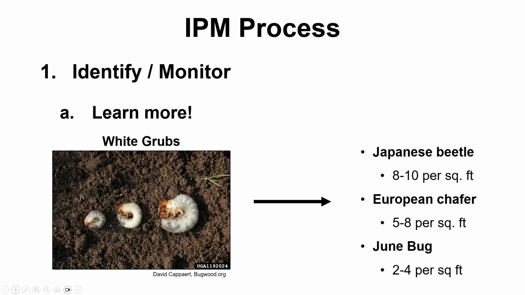And why do we want to do that? Well, these 3 white grubs are 3 different species. We have our Japanese beetle, which is the smallest one, followed by a European chafer, and then here we have a June bug. Now, why is it important to figure out what species they are?